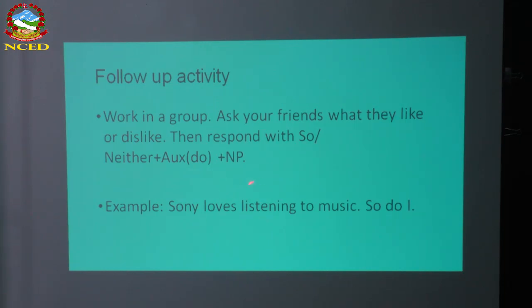So ask about their likes and dislikes first. This is to be done in your classroom. Ask your friends about likes and dislikes. First of all, list out likes and dislikes of your friend. Then respond to it using the given structure.